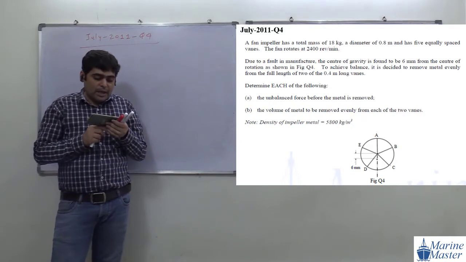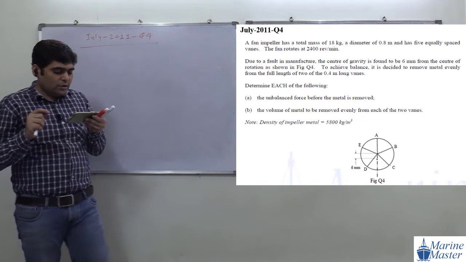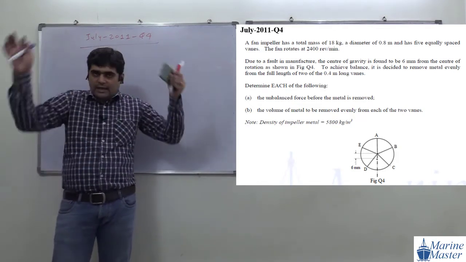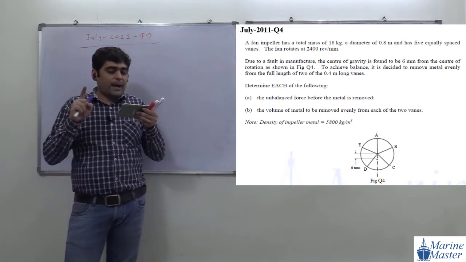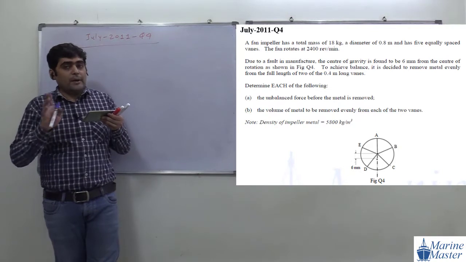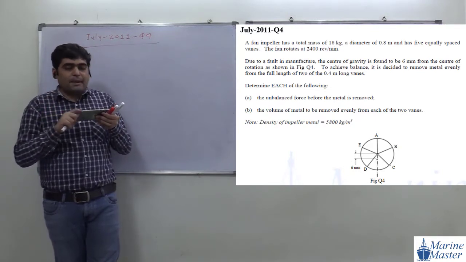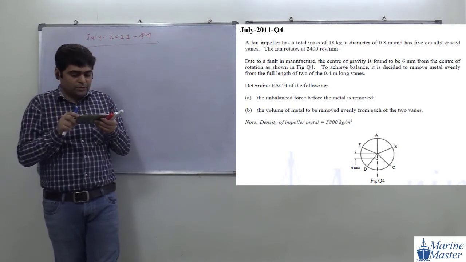See the scenario. Here we have a fan impeller whose total mass is 18 kg. The diameter of the impeller is 0.8 m and it has 5 equally spaced vanes. How many vanes do we have? 5 vanes. And the fan rotates at 2400 revolutions per minute.